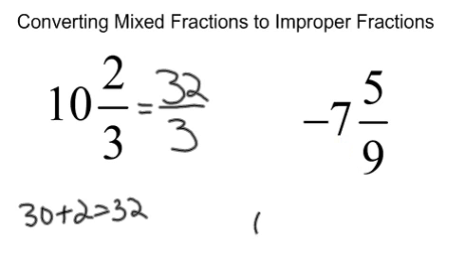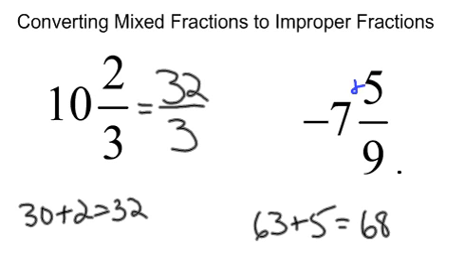So that's going to give me 63. Then I'm going to add the 5 and get 68. Again, you're going to use that as the new numerator and keep the original denominator. And then you're just going to remember that it was a negative fraction, so when you convert it, it still has to be a negative fraction. So, -7 5/9 is equivalent to -68/9.